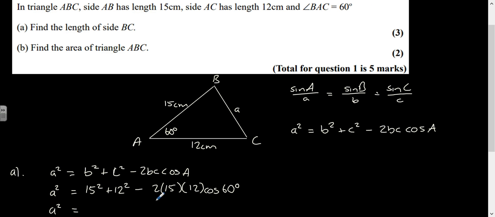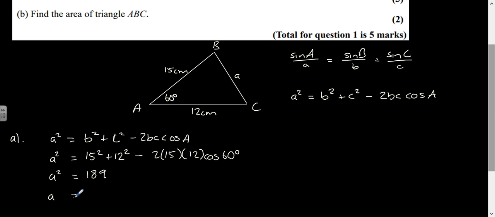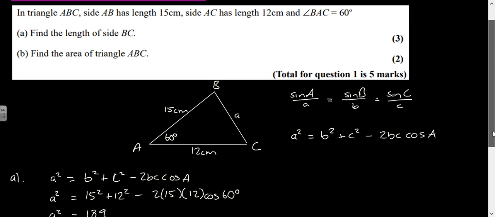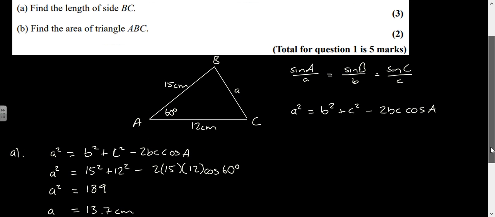So then we can literally type into a calculator. We've got 15 squared plus 12 squared minus 2 times 15 times 12 times cos 60. And we just double check that our calculator is in degrees, which mine wasn't. So there we go, it is now. And we get a squared equals 189. And we'll take the square root of that. We'll get our answer: 3 root 21, or 13.7. So we'll write 13.7 centimeters. And we're done. Okay, so that's our length BC.